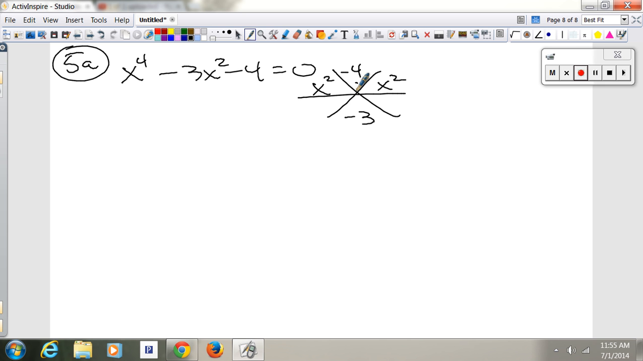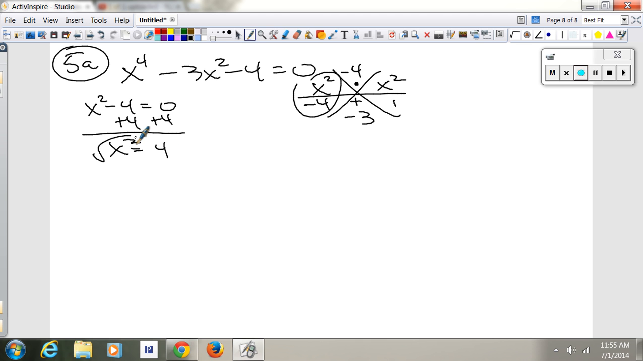Two numbers that would multiply to give me negative 4 and add up to negative 3: negative 4 and 1. Negative 4 times 1 is negative 4. Negative 4 plus 1, when you subtract those, you would get negative 3. So one of your parentheses is right here, x squared minus 4. So add 4 to both sides. X squared equals 4, square root it. X is plus or minus 2. There's one answer. Well, two answers, because you got positive and negative 2. So positive 2 would work here, negative 2 would work there. Both of them work.